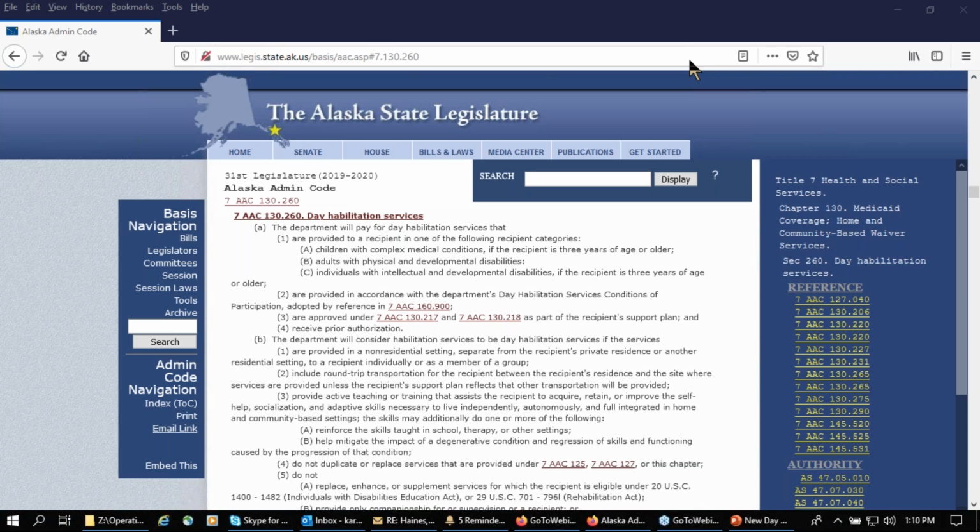So what that means is if a person has a plan that renews after that date and they request day hab, their request for day hab will be evaluated using these regulations. Previous requests for day hab were evaluated using the previous reg set. And then, of course, because of COVID, we had extensions of services because of the COVID situation.